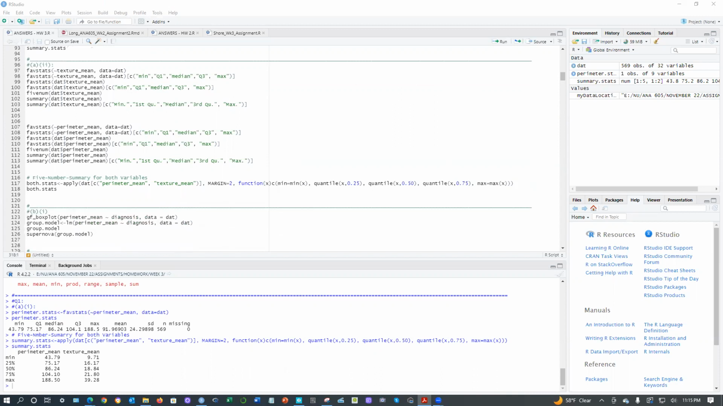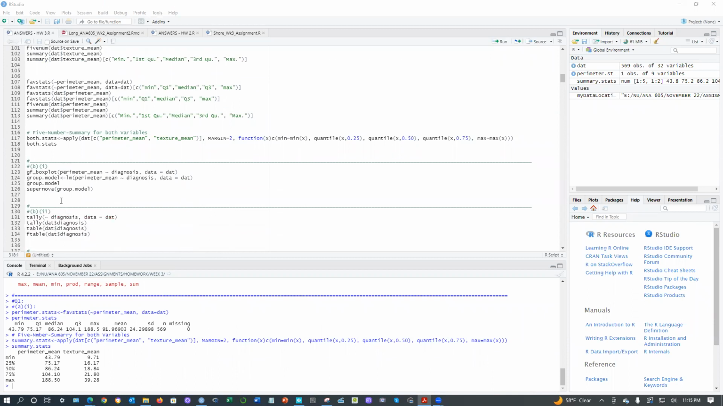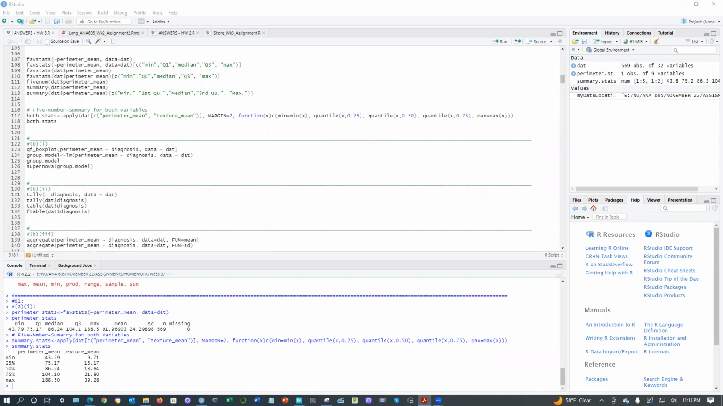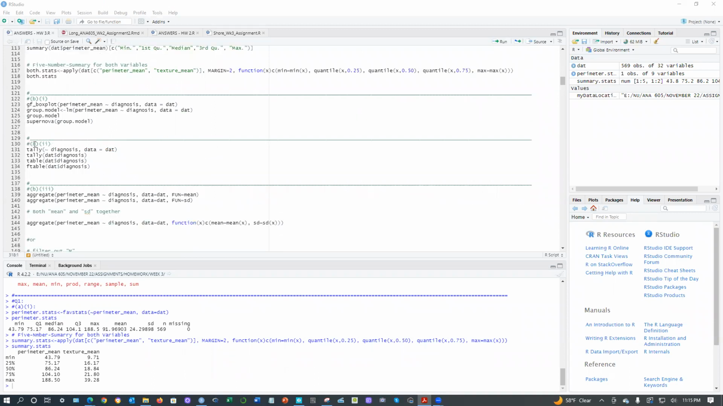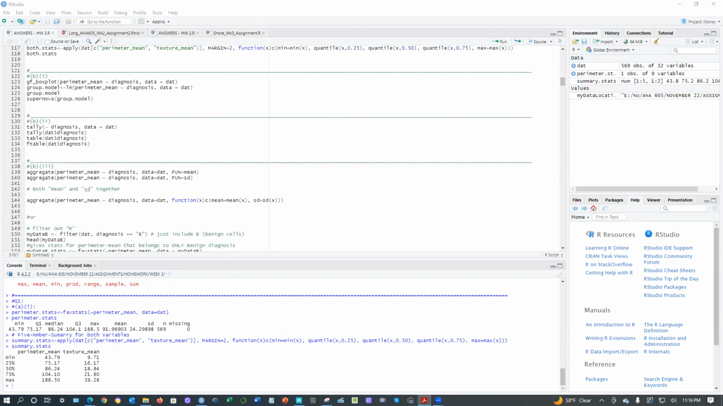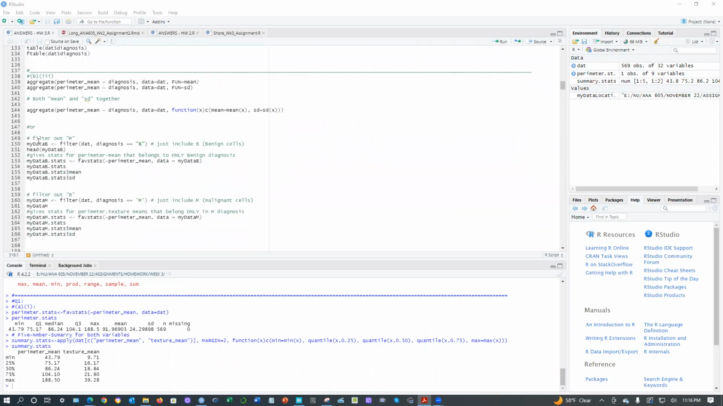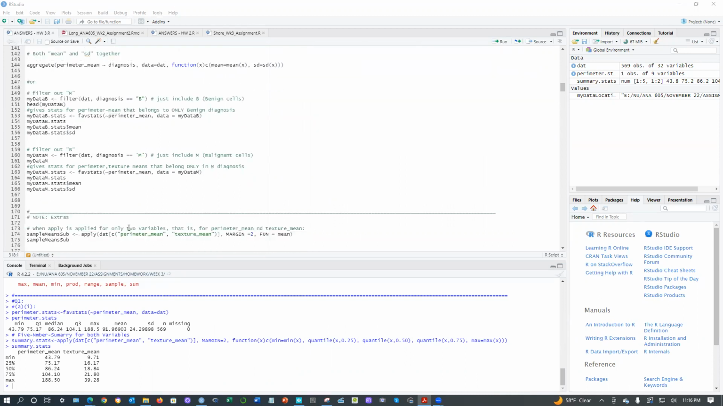Then part B, categorical variables, box plot. Then we get the frequency table. Part B, Roman numeral two, part three: obtain the mean and standard deviation of perimeter mean aggregated by diagnosis. Both mean and standard deviation together you can tackle this way, or this way. We talked about filtering the malignant ones and the benign ones. Malignant means the sick patients, and benign means healthy patients.